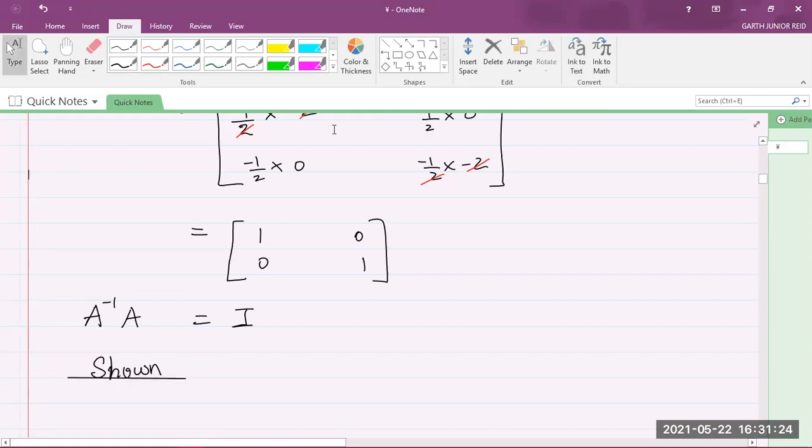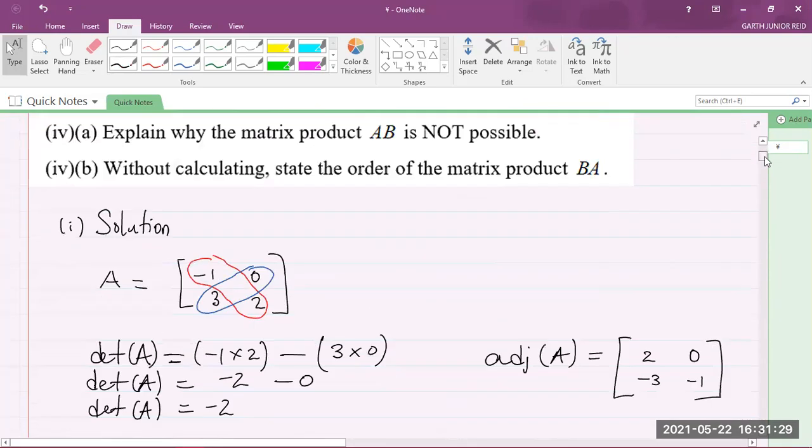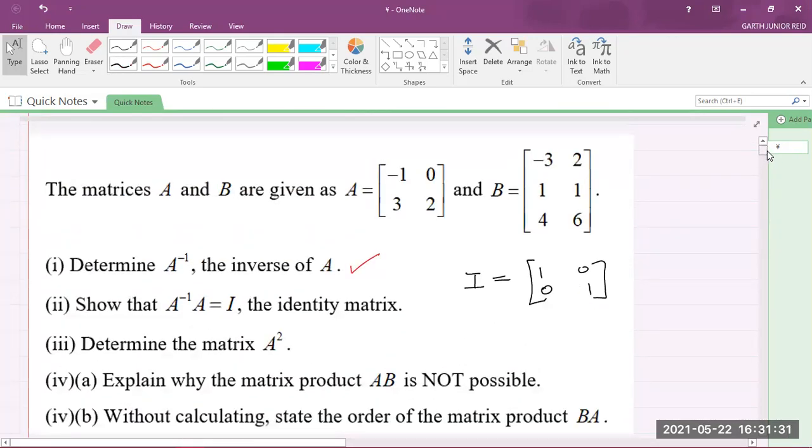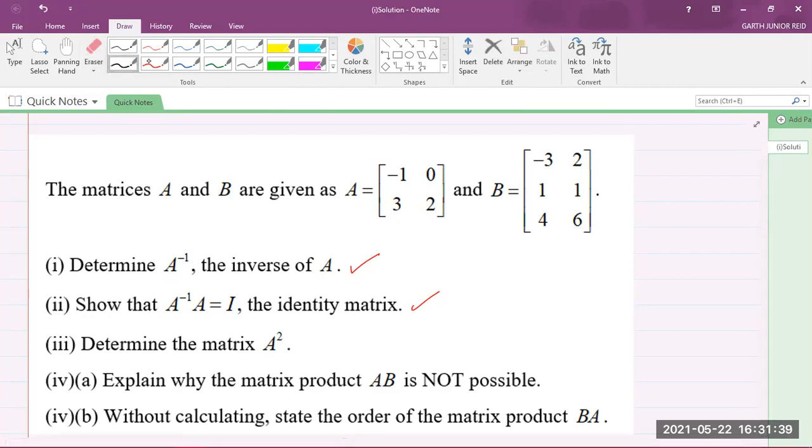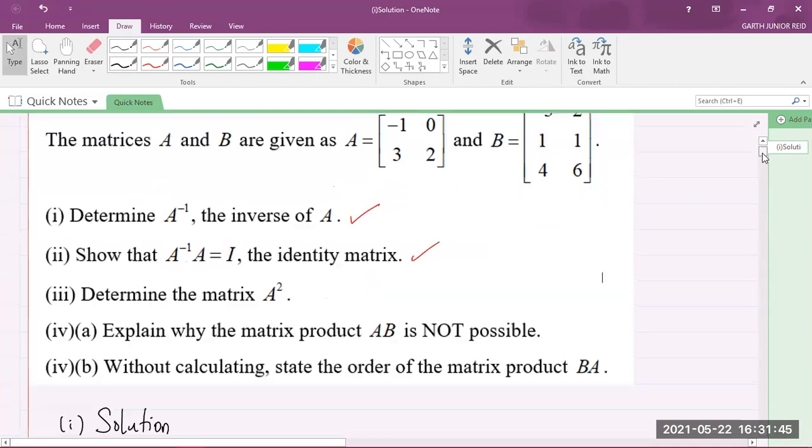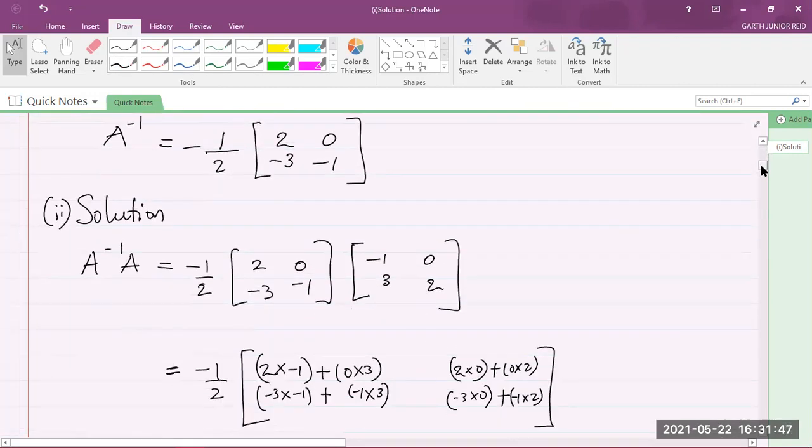Okay, and that is the end of the second part of the question. All right, so I hope you understood that. Let's move on to part 3, which says we are to determine A squared, right? Determine the matrix A squared. So that's part 3. Let's write that down here.